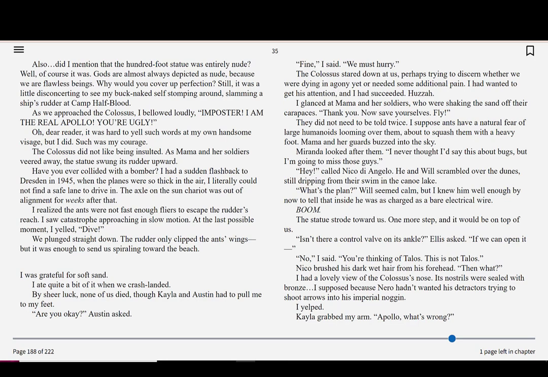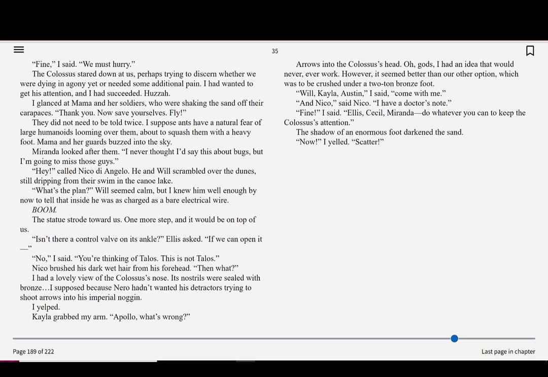I yelped. Kayla grabbed my arm. "Apollo, what's wrong?" "Arrows into the Colossus's head." Oh, gods. I had an idea that would never, ever work. However, it seemed better than the other option, which was to be crushed under a 2-ton bronze foot. "Will, Kayla, Austin," I said, "come with me." "And Nico," said Nico. "I have a doctor's note." "Fine," I said. "Ellis, Cecil, Miranda, do whatever you can to keep the Colossus's attention." The shadow of an enormous foot darkened the sand. "Now," I yelled. "Scatter!"